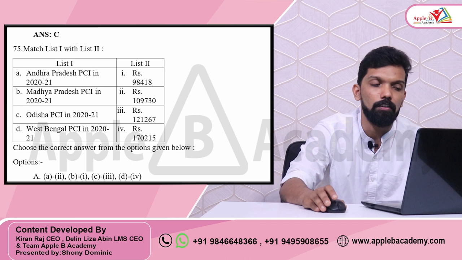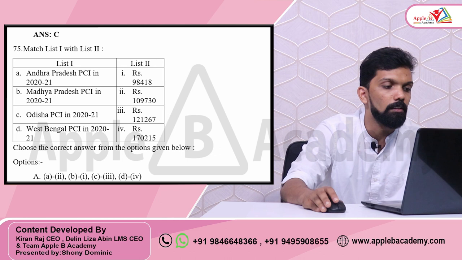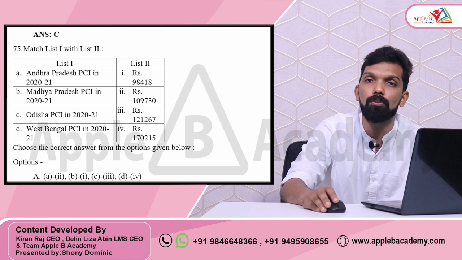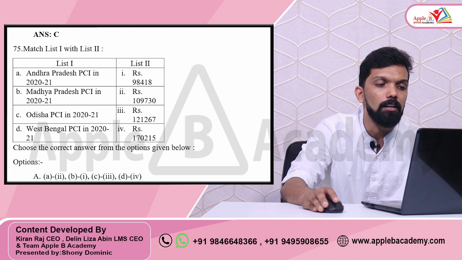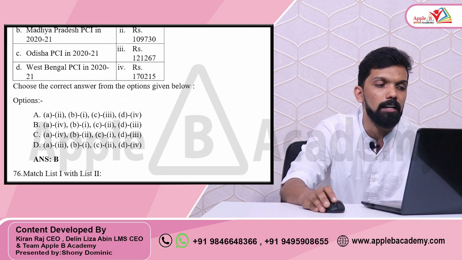So question number 75, list one: Andhra Pradesh PCI in 2020 and 2021, Madhya Pradesh PCI in 2020 and 2021, Odisha PCI in 2020 and 2021, West Bengal PCI in 2020 and 2021. So the list two is given by the different rates. So the right answer for this question is option B, which is A4, B1, C2 and D3.